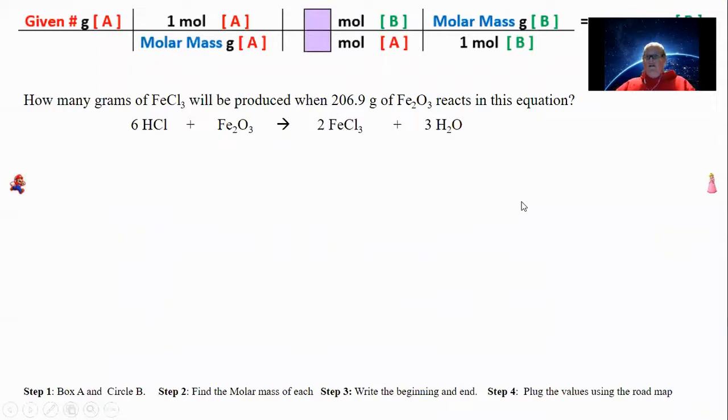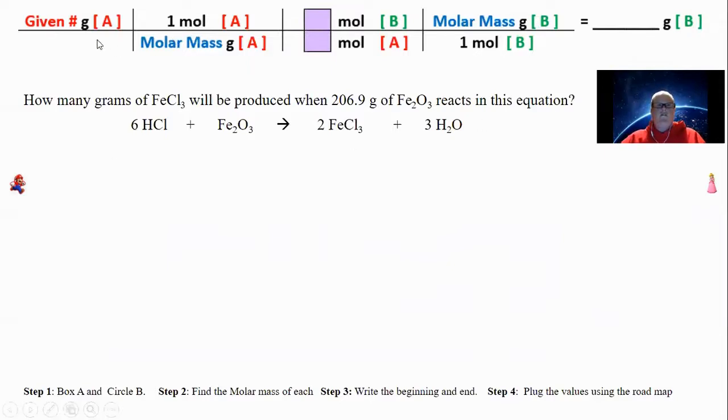So here is, we've got the roadmap on the top. I'm not sure if I'm covering that up or not. We start with the given number, we end with, and that's A, we end with B. Here is the question: how many grams of iron chloride will be produced when 206.9 grams of Fe2O3 reacts in this equation? So in all of the examples in this assignment, I'm giving you the balanced equation. So if we look at this balanced equation, the coefficients are here. We have 6, we have a 1, it's assumed to be 1, we have a 2, and a 3.